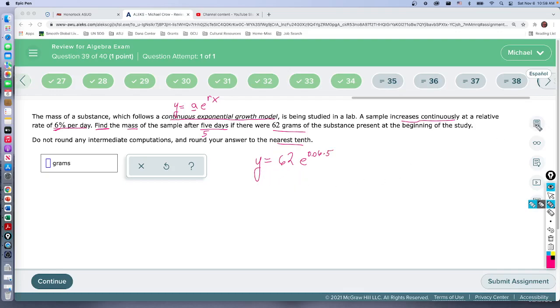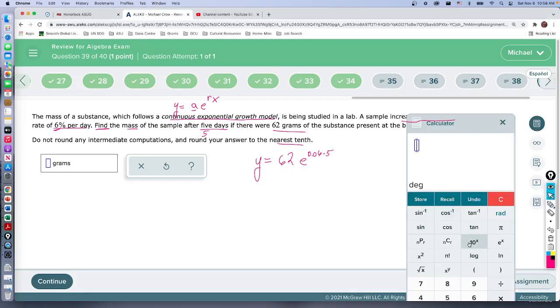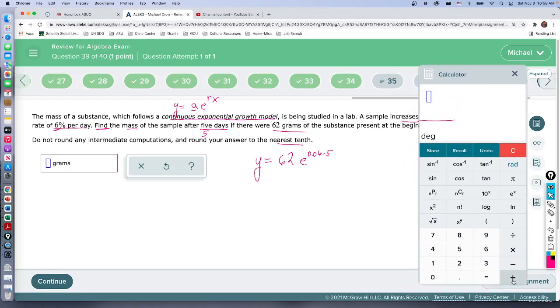And we don't want to round anything, so we plug this whole thing into our calculator. So 62 times e to the x, and up here we're going to have 0.06 times 5. So notice I didn't arrow down. I'm up in the exponent, so be careful. Do not arrow down at this time, because the multiplication has to happen up in the exponent. Okay, we hit enter.